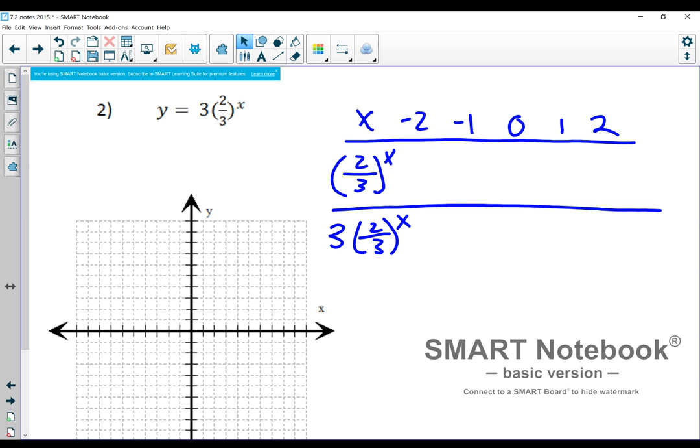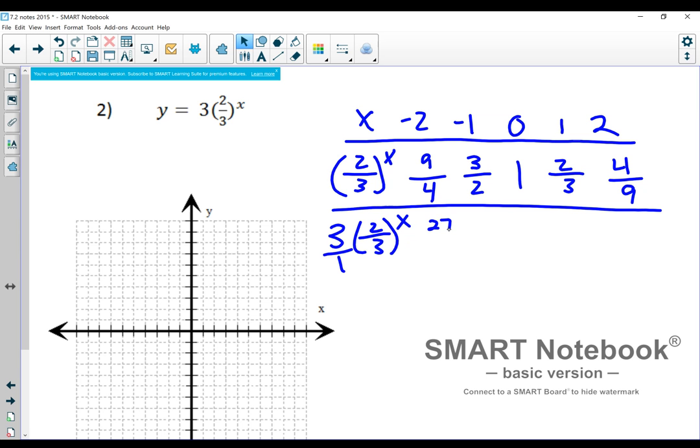For -2, I'm going to have to flip my fraction and square it, so 9/4. Negative first power, we'll just flip it. 0 power is 1. First power is 2/3, and then squared will be 4/9. It might be easier to do 0 first and second power, and then just know that those first two are reciprocals. So you could do it that way as well. Now I have to multiply them all by 3. Remember, it's 3 over 1.